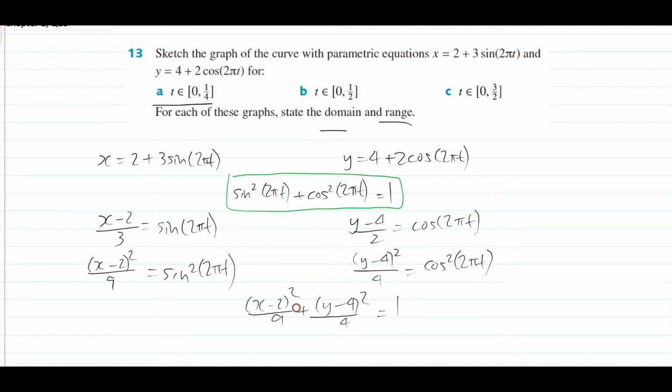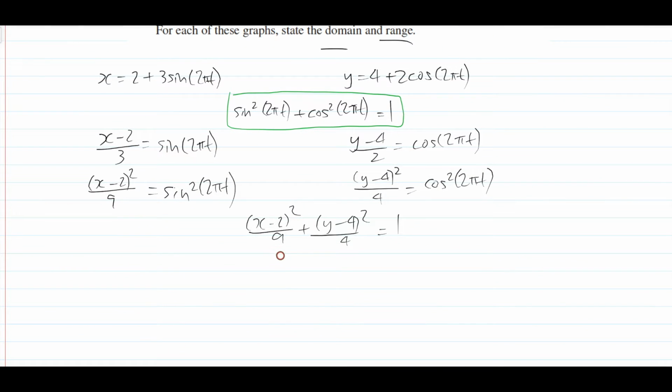Okay, so we know there's a plus in between the two terms. The denominators are not the same, so it is an ellipse with center (2, 4). The value of A is the square root of 9, that's a 9, excuse my handwriting, and B is the square root of 4, which in this case equals 2. It is an ellipse with center (2, 4), A is 3, so your horizontal radius is 3, and your vertical radius is 2.